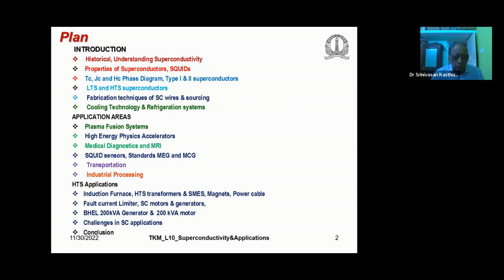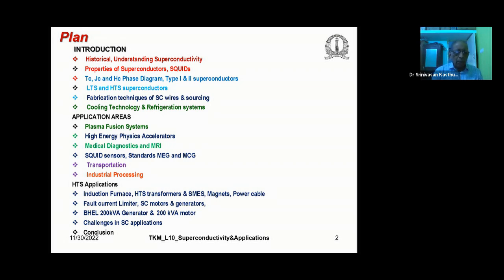We will introduce the subject with the historical events, and we'll try to understand superconductivity. And we'll talk about the properties of superconductors, and then also superconducting quantum interference devices. That's called SQUIDs. Okay, a squid also happens to be an animal in the sea. That's not the squid we are talking about. We are going to talk about the superconducting quantum interference device.